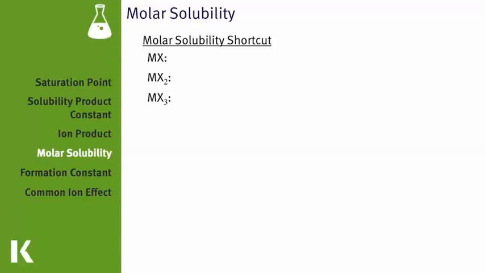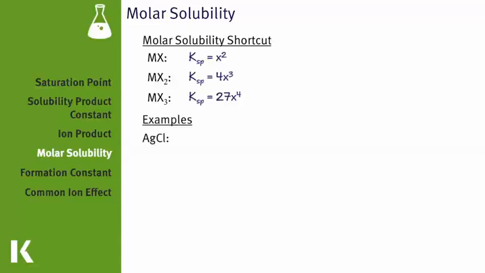With one of each, M and X, the KSP is x squared. With 2 halides and 1 metal, the KSP equals 4x cubed. And with 3 halides and 1 metal, the KSP is 27x to the fourth. Let's explore some examples to prove to ourselves why this pattern holds.